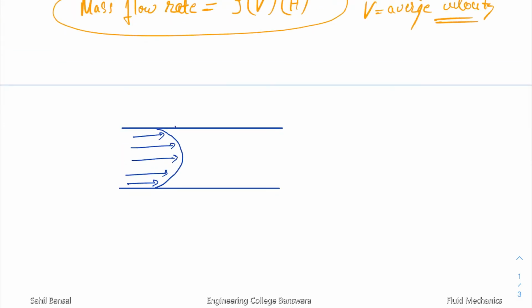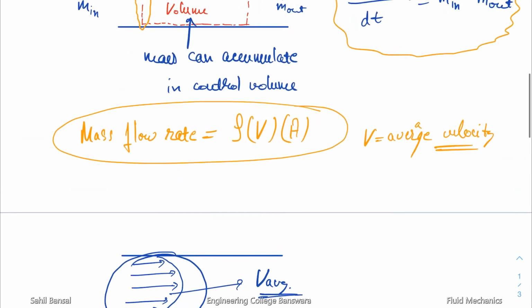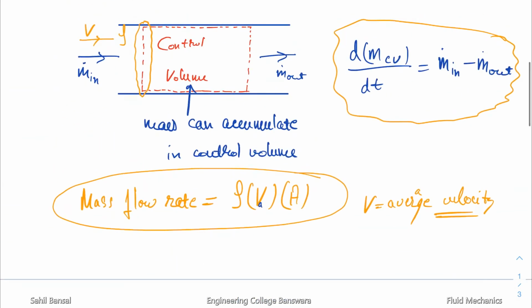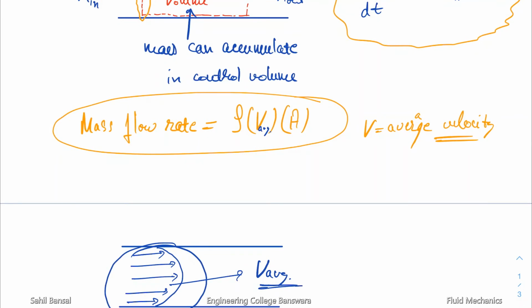So what's the average velocity that came out from here? V average is what we consider at a cross section here. So mass flow rate is equal to rho at that cross section multiplied by its average velocity into that cross-sectional area. That is my mass flow rate. Clear?